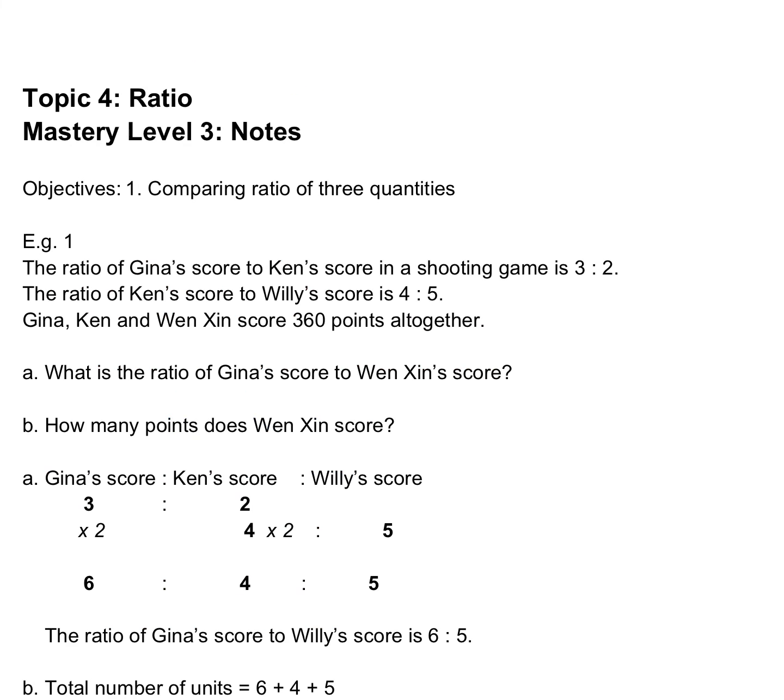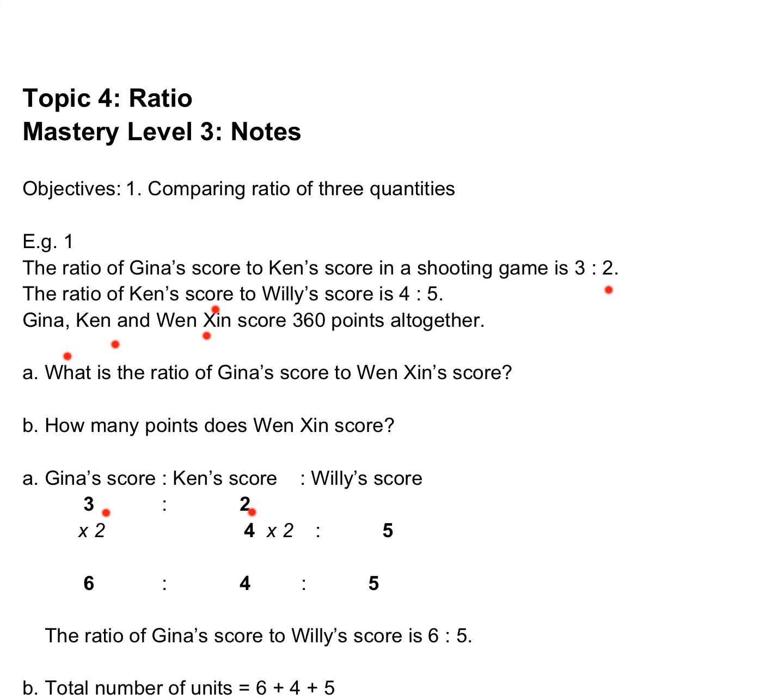Now we come to mastery level 3. The objective is to compare the ratio of 3 quantities. So example 1, we have Gina to Ken 3 to 2, Ken to Wenxing 4 to 5. Then Gina, Ken and Wenxing scored 360 points. What is the ratio of Gina's score to Wenxing's score?